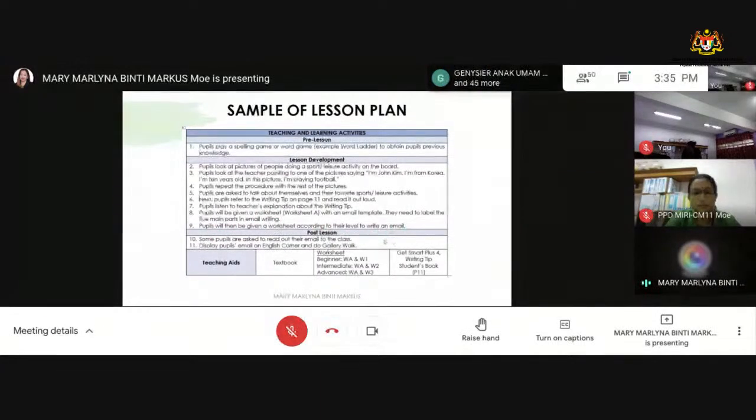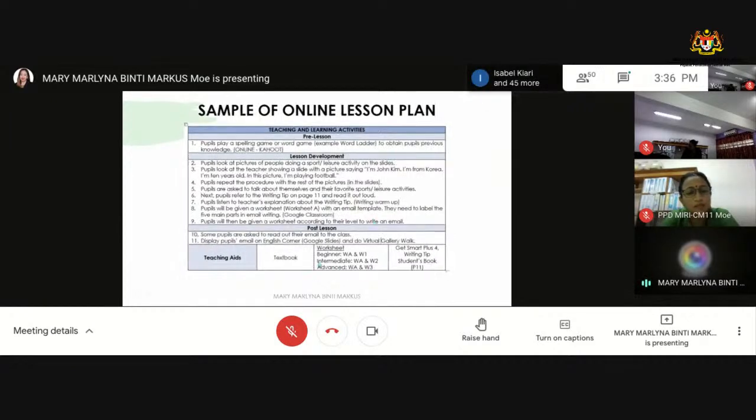So if you look at my lesson plan here, there are 2 worksheets. One is worksheet A that will be given to all levels of students. And then another is worksheet 1, I just labelled it as worksheet 1, for the beginner. Worksheet 2 is for the intermediate level, and then worksheet 3 is for the advanced. Okay. So this is a sample online lesson plan.